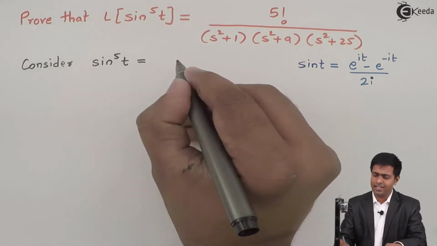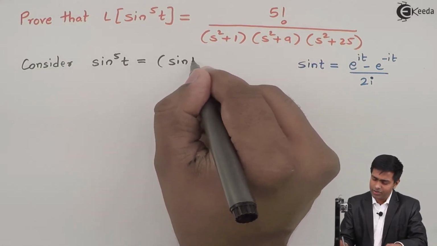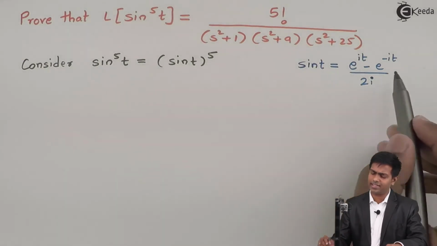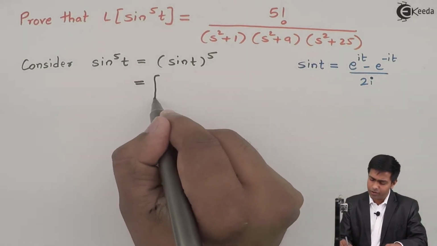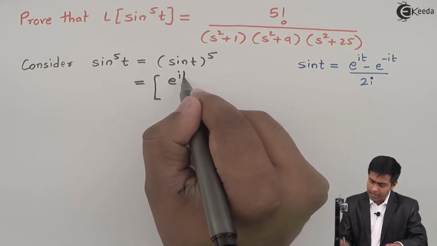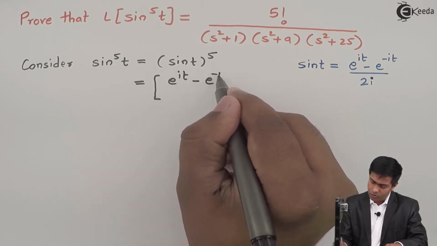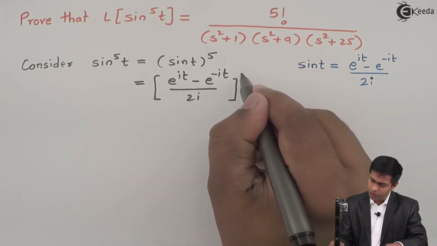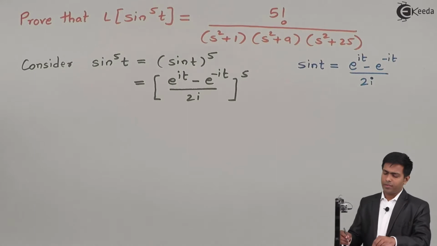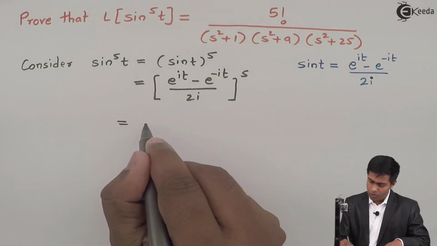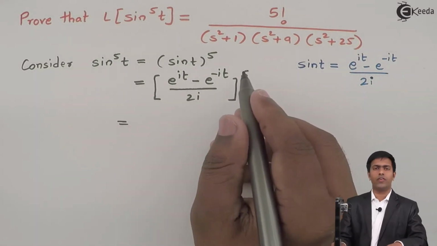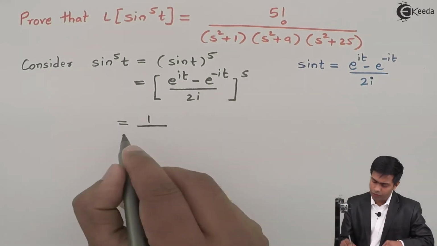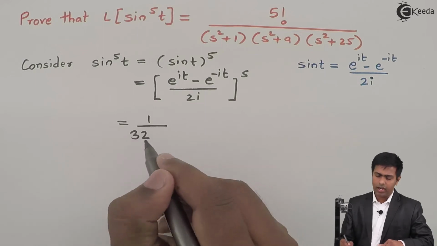I can say that this is equal to (sin t) whole raised to 5, and we have the substitution for sin t as this. So I'll substitute here. We get ((e^(it) minus e^(-it)) upon 2i) whole raised to 5. Now this denominator will become 2^5 i^5. I will take it outside, so that will become 1 upon 2^5, which is 32, and i^5.